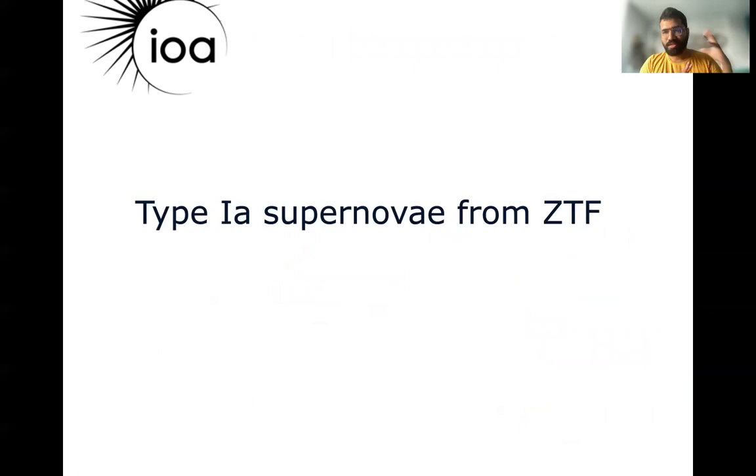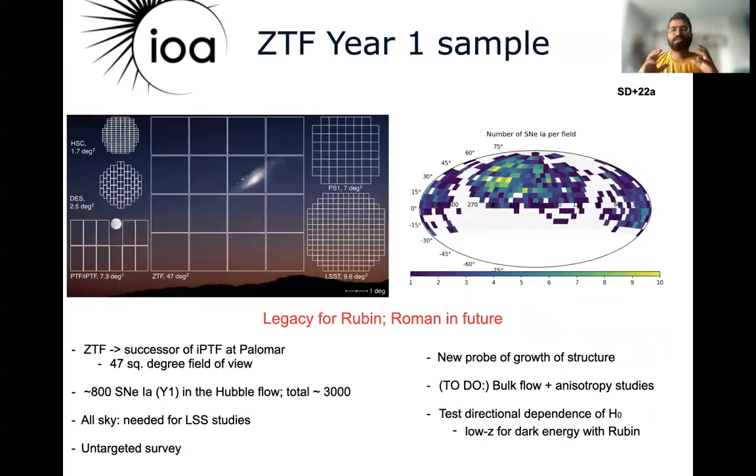So moving from the literature sample to type Ia supernovae from the Zwicky Transient Facility. Now, ZTF is a wide field optical survey that is observing the night sky, or was observing, on a 3-day cadence, and is now observing the night sky on a 2-day cadence in the g and r bands. It has a huge field of view of 47 square degrees. And compared to its predecessor, the Palomar Transient Factory and the intermediate Palomar Transient Factory, it surveys the sky more than an order of magnitude quicker.